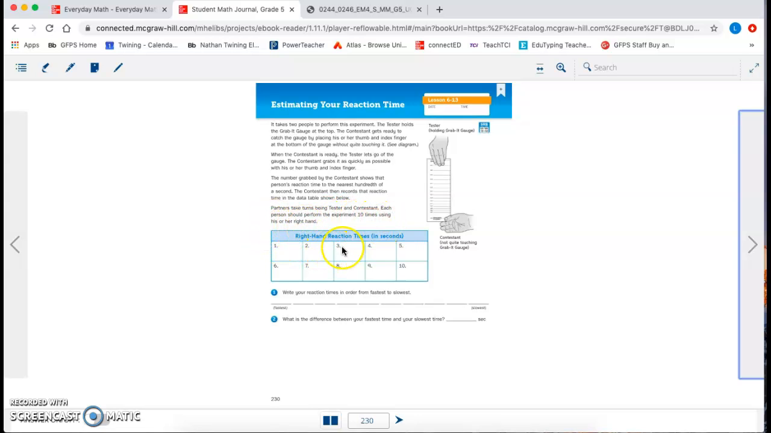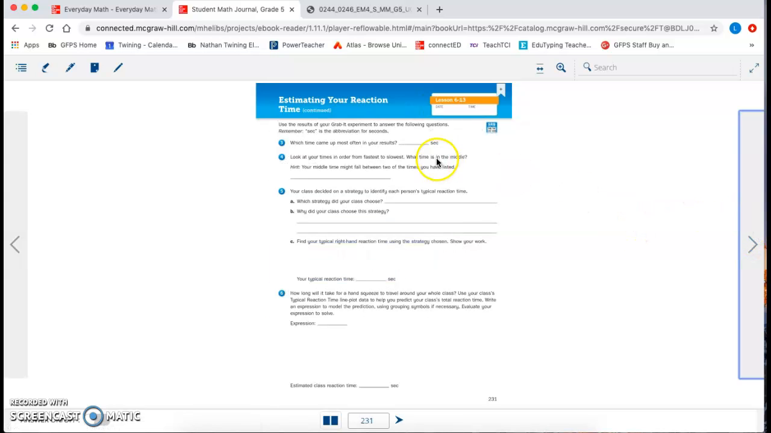Now, ideally, this is supposed to be something done with a partner in the classroom. Since we're going to be doing it with a parent or a sibling, you just do it 10 times. You don't need to have them do it. If they want to do it and try, that's fine, and record it somewhere else, that's okay. But you would just record yours here. Then you write your reaction times from fastest to slowest, and then write the difference. Remember, that's subtraction: whatever your fastest is, you subtract from the slowest.